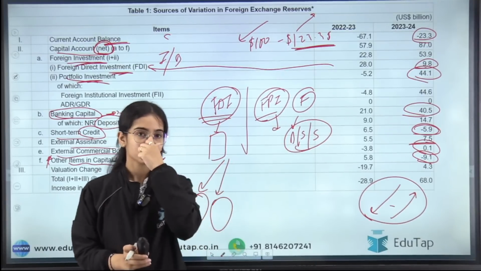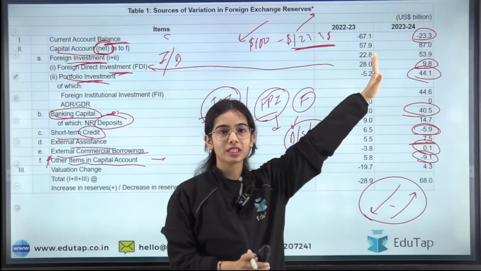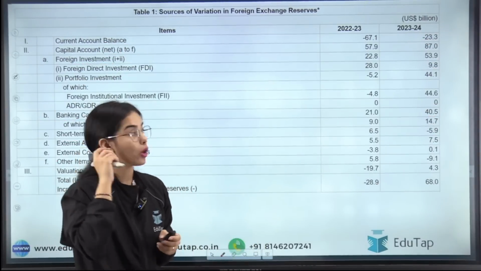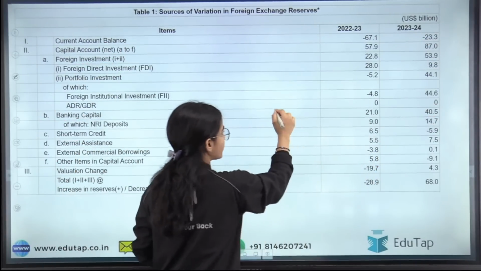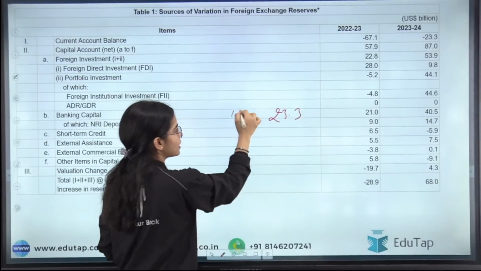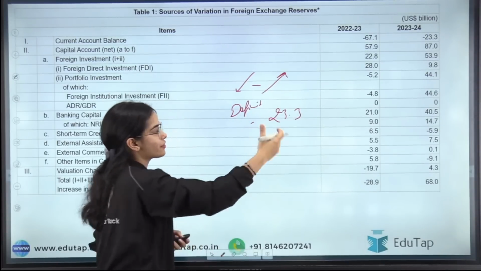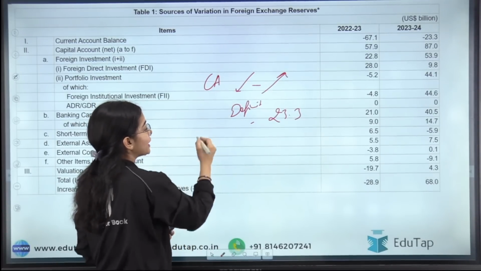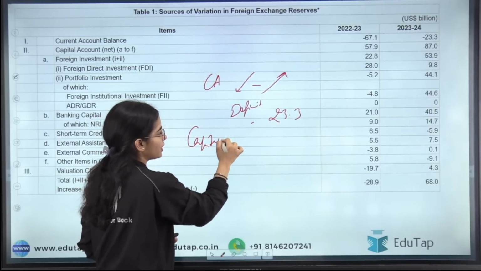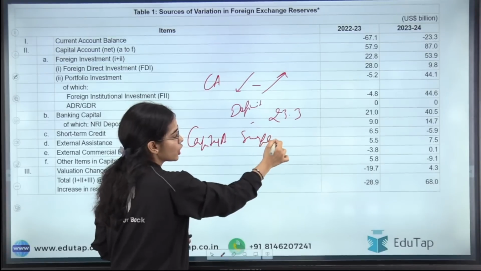Is it clear? So in the current account, you have got the deficit of 23.3. So this is the deficit. That means we have got less as compared to how much we have spent in the current account. But in the capital account, how much surplus have we got?